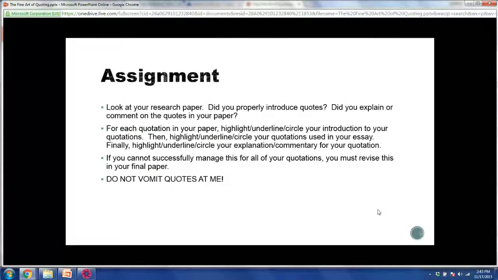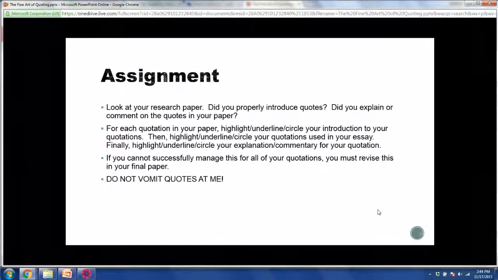Okay. And don't worry about this assignment. This was an assignment that I did with my AP language class. But you can look not at your research paper, but at your Arabic paper. Did you introduce your quotes properly? Did you explain or comment on the evidence or the quotes that you put in your paper? Before you print your final copy, go back for each quotation in your paper and highlight or underline your introduction to your quotations. Highlight, underline, or circle the quotations used in your essay, and then highlight, underline, or circle your explanation or commentary.